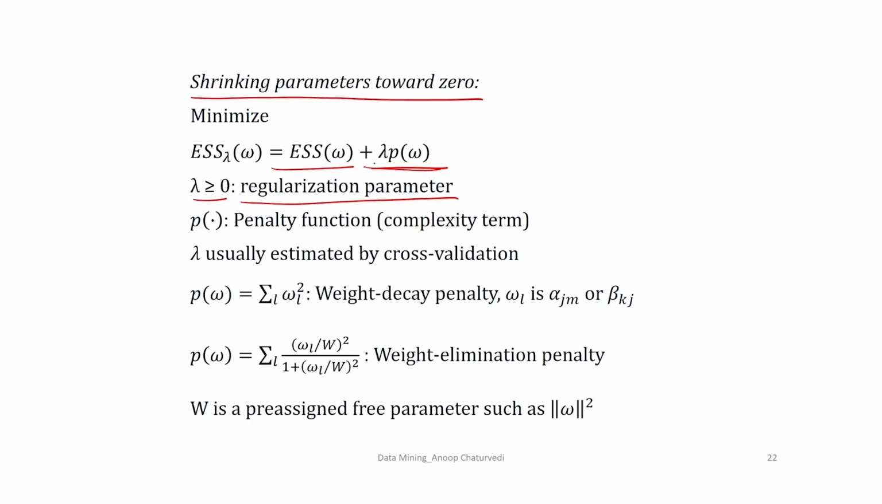But when we add this part, this part considers the error sum of squares, and this is the penalty part. You are penalizing or regularizing the number of parameters. So, P is the penalty function or complexity term. So, through this part you are controlling the complexity of the model, and through this part you are optimizing the model. Lambda is usually estimated by cross validation. So, for estimating lambda we use cross validation.